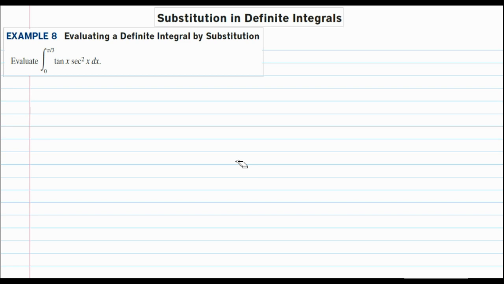So we need to evaluate the antiderivative from 0 to pi over 3 of tangent of x secant squared x dx. Yes, tangent and secant squared are related by a derivative, so that gives me some u substitution room. Do I want to make u tangent or secant squared? I'm going to be taking the derivative of u, and that would cancel out with what's in the problem. So I want u to be tangent of x. The derivative du dx is secant squared of x, which means dx is du over secant squared of x. So I'm going to substitute that in.